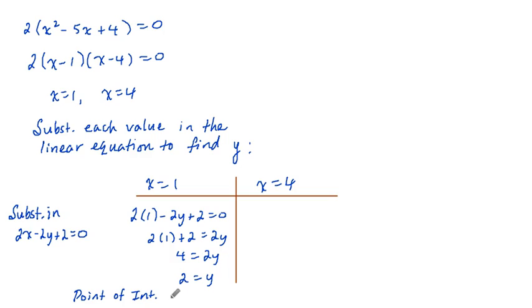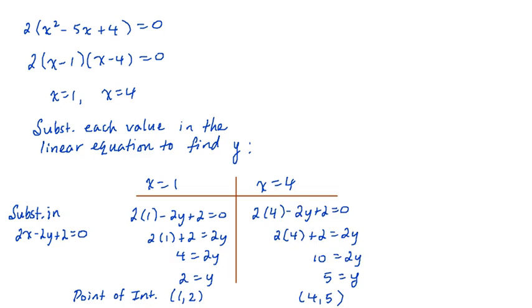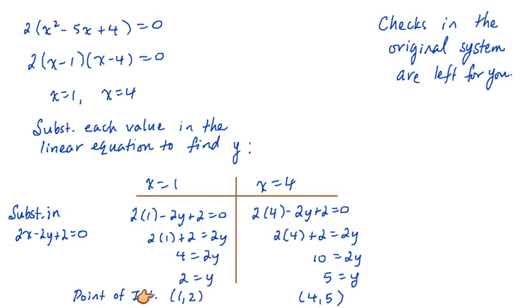So move things up a little bit here to get a bit more room. I have a point of intersection at 1, 2. Doing something similar with the x equals 4, I get 5 for my y value, and the point of intersection is 4, 5. Now I checked these same solutions when we did substitution in the previous recording. I leave them for you to do for yourself now.